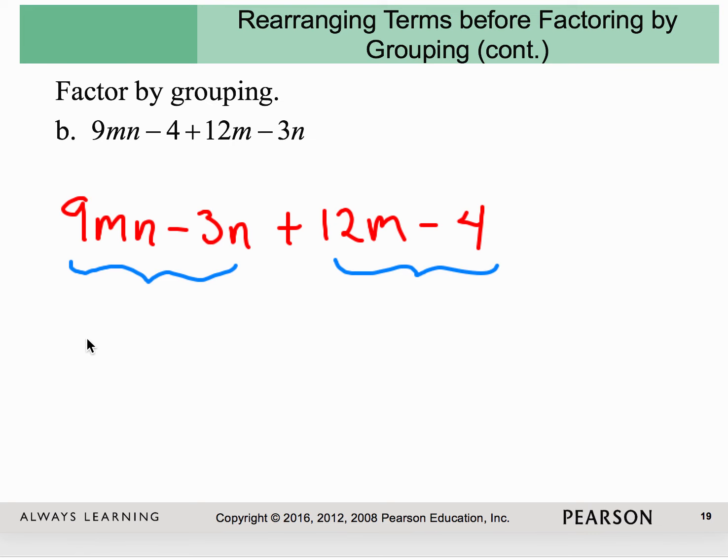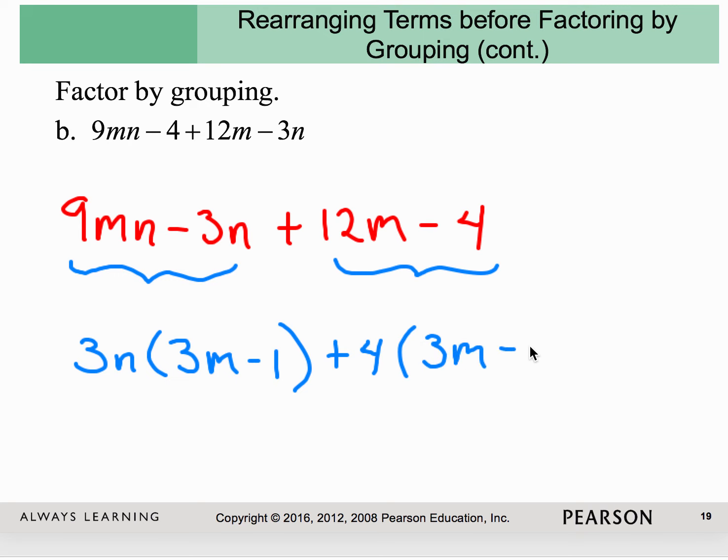Okay, now I can take out a 3 and an n, and that leaves a 3m minus 1. If I factor the entire thing out, don't forget I've got to put that 1 as a placeholder. Now I've got a plus, so no worries. What can come out of these two terms? A 4, and that leaves 3m minus 1. Hey, 3m minus 1 is the same in both terms, so that can factor out. And my other factor is 3n plus 4.